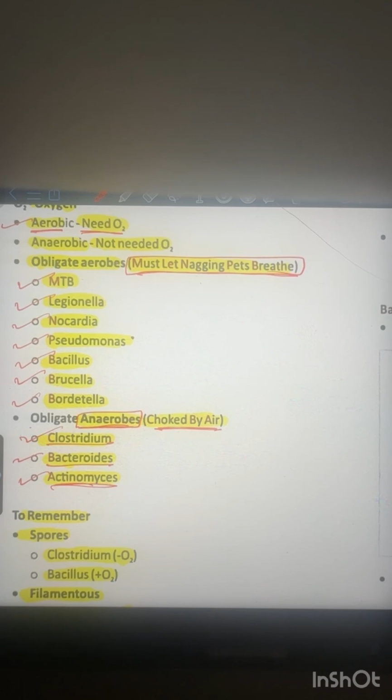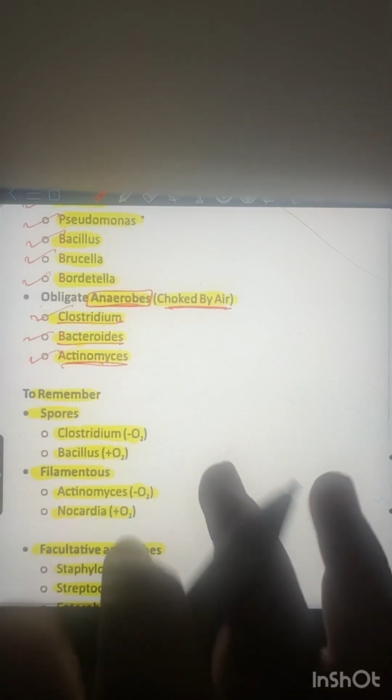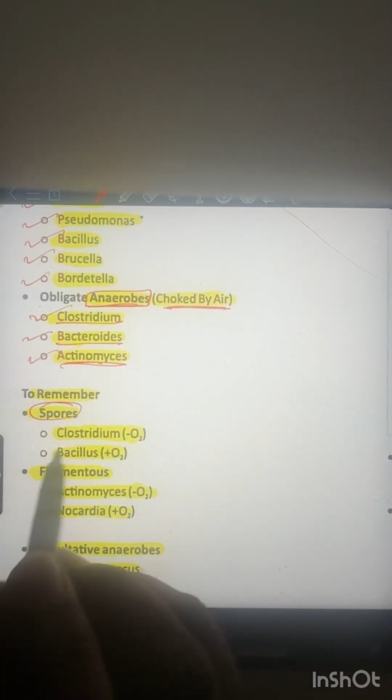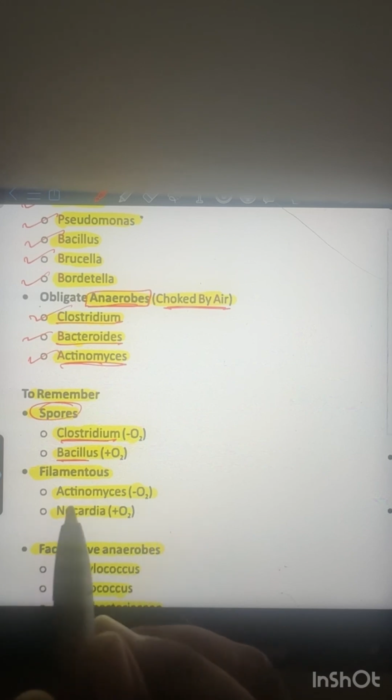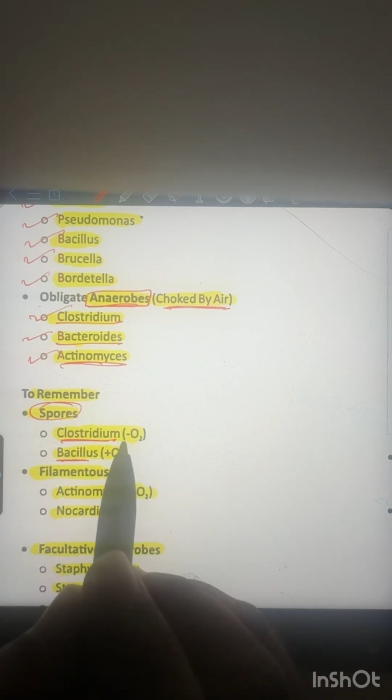And that is what I realized, that every family, if I pick up, one member of the family needs oxygen, one member of the family does not need oxygen. And I'll give you an example. So for example, you pick up the spore-forming organisms. One of the spore-forming organisms is Bacillus, and the other one is Clostridium. And I realized that Clostridium has come over here. It does not need oxygen, whereas Bacillus had come in the previous one, means it needs oxygen.